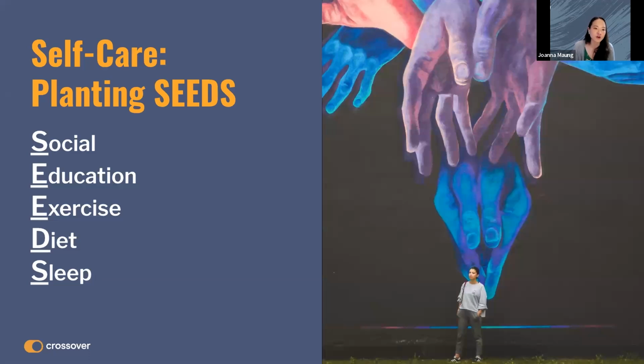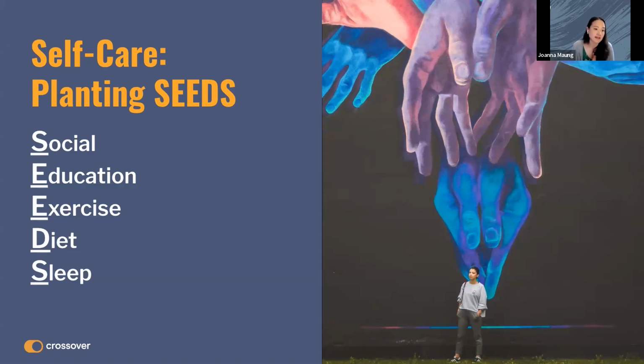A very useful acronym for reminding yourself about these lifestyle strategies is SEEDS. And that stands for social, education, exercise, diet, and sleep. And just like the seeds that you might plant in your actual day-to-day life, these seeds need fertilizer, water, they need attention, to bloom. We need to attend to our seeds regularly as much as possible.